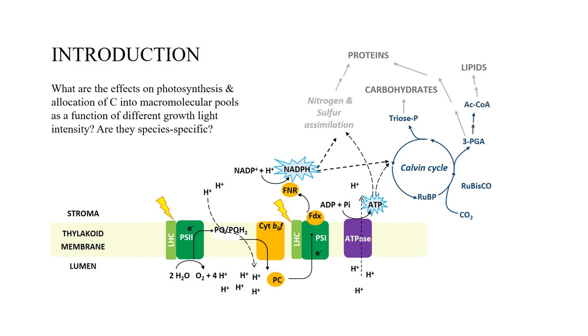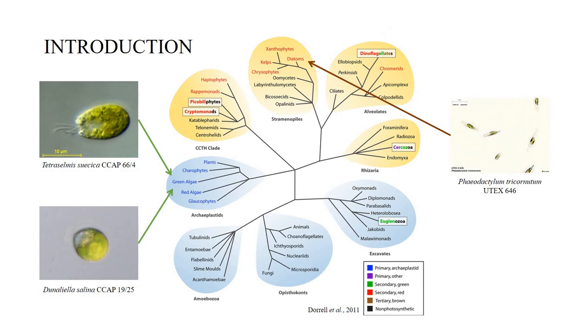What are the effects on photosynthesis and allocation of carbon into macromolecular pools as a function of different growth light intensity? Are they species specific? To investigate this, the research involved Tetraselmis suecica, a green microalga that is classified under the family of Chlorodendrophyceae and is characterized by a rigid extracellular wall.